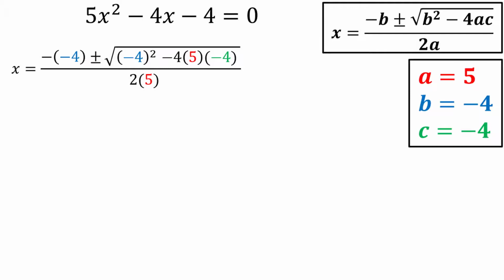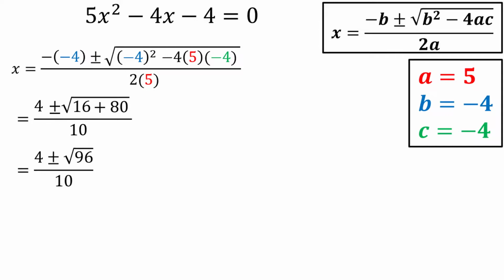Pause the video if you need to verify where all the numbers are coming from in the formula. Simplifying, negative negative 4 is just positive 4. Negative 4 squared is 16. And negative 4 times 5 is negative 20, times negative 4 is positive 80. 2 times 5 is 10 in the denominator. Inside the square root, we have 16 plus 80, which is equal to 96.